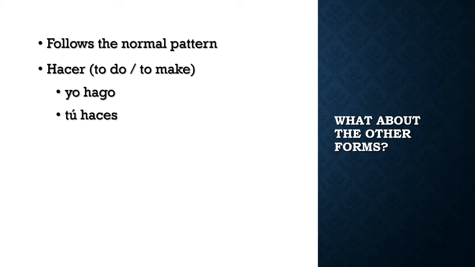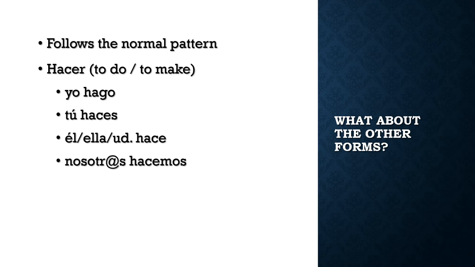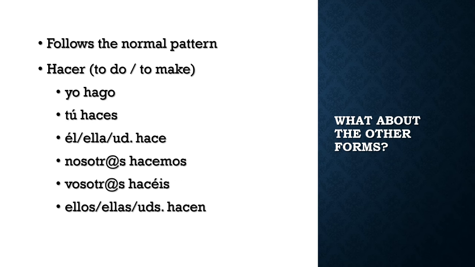But now we're normal. We have hago, which is our irregular, but then we're back to our normal conjugation. So you drop the er, you add an es, drop the er, add an e, drop the er, add an emos, right? Just the normal pattern here.